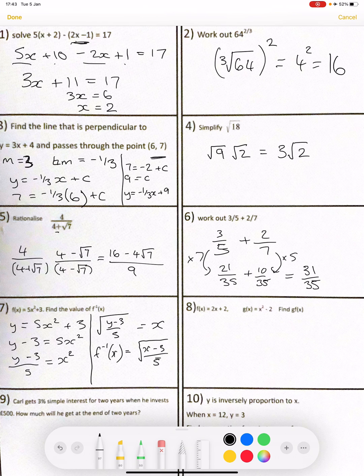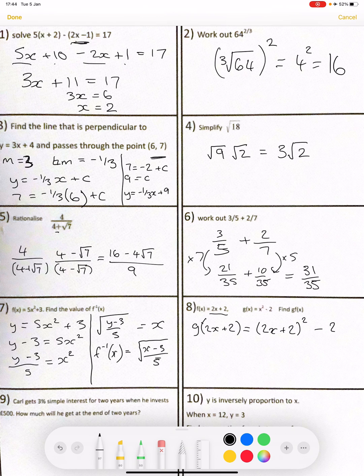Question 8. f of x equals 2x plus 2. g of x equals x squared minus 2. Find g f of x. So this is a composite function, and I've set a Hegarty Maths task on this as well. So g is on the outside, and I'm going to replace it with f of x, which is all of this. So anywhere there's an x, I'm going to replace it with 2x plus 2. So 2x plus 2 squared, take away 2.